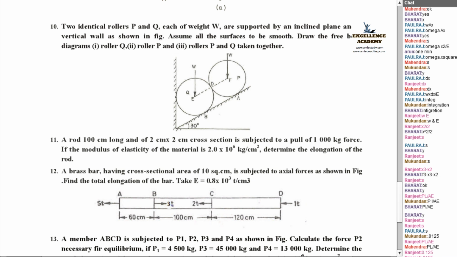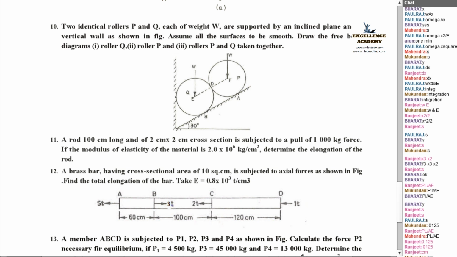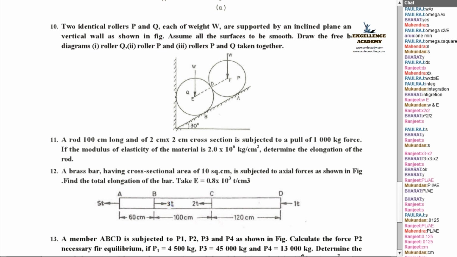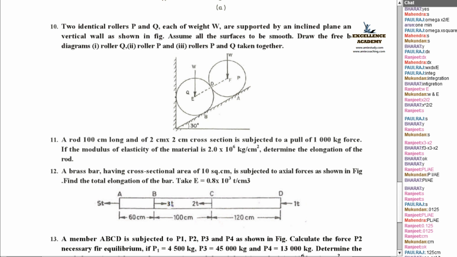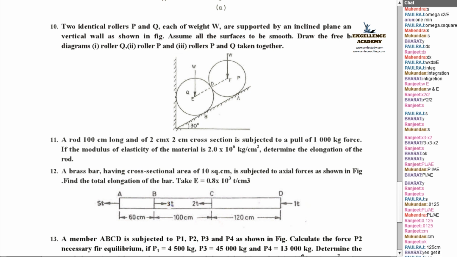Mukundan says it is 0.125. Ranjit, okay, 0.125 centimeter. Yes, always give the answers using units. Okay, what about others? Bharat, Mahindra, you are giving me 0.125. I think you made some mistake there. It is 0.0125 cm. Yes, okay, fine. So that part is over.